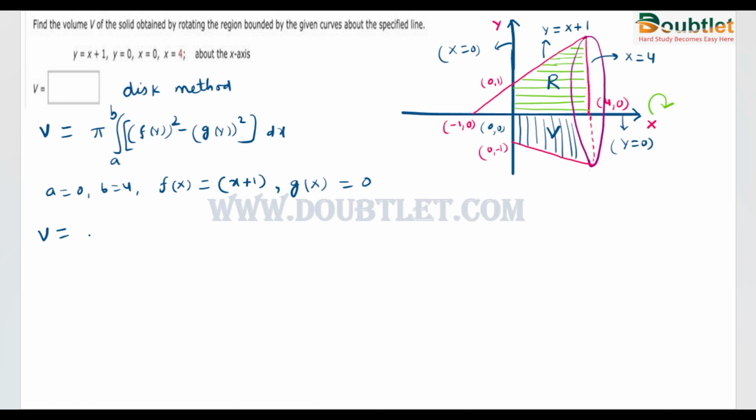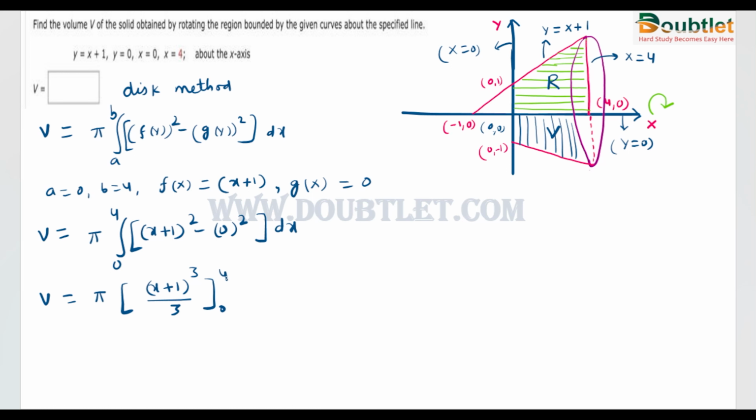So now by putting the value in the above formula for disk method, 0 to 4, this will be x plus 1 whole square minus 0 square, and we have to integrate this with respect to x. Then we have to find the volume by using simple definite integral. So it is basically pi, so it will become x plus 1 to the power 3 divided by 3, and the limit are from 0 to 4.